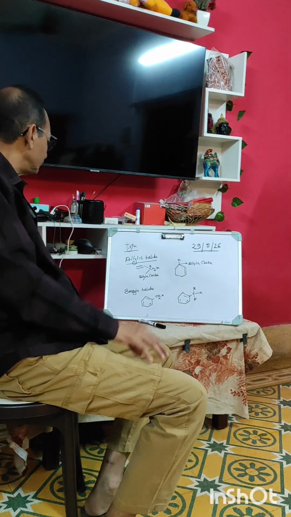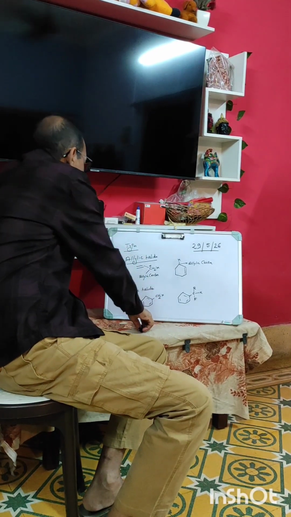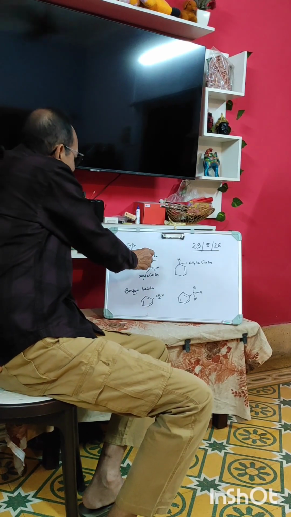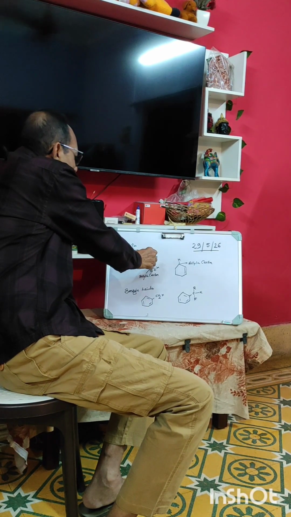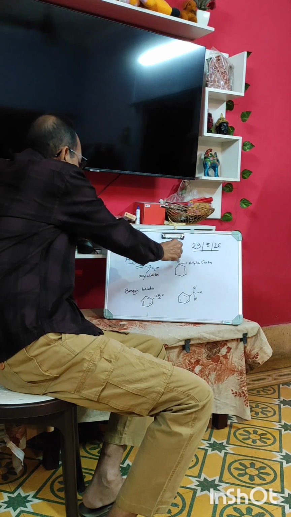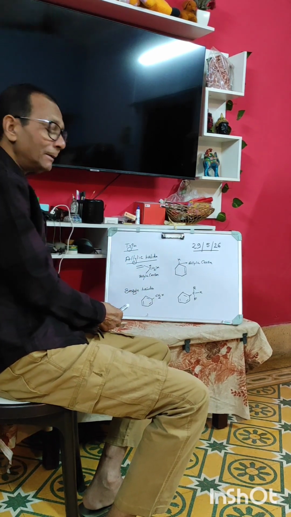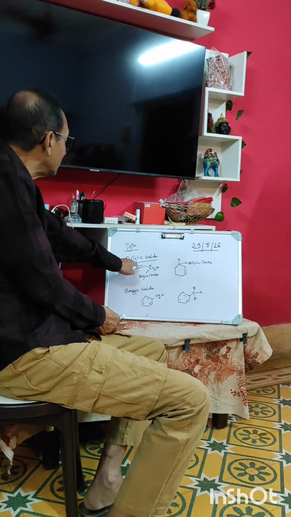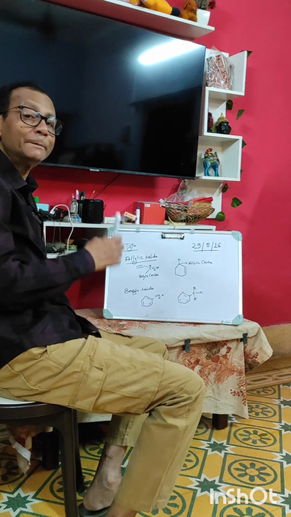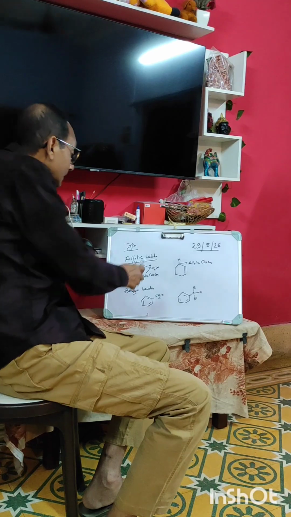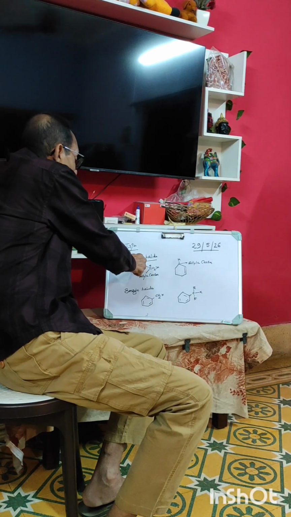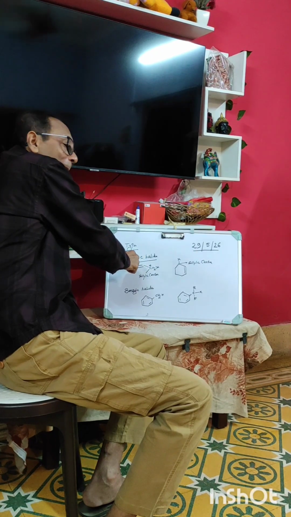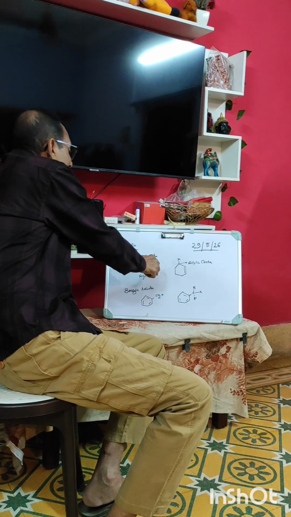Another type: allylic halides and benzylic halides. In both cases, this is called the allylic carbon. What is the allylic carbon? The carbon next to it contains a double bond, sp2 bonding. This carbon is sp3, but the carbon next to the allylic carbon has sp2 hybridization. So these are allylic carbons.